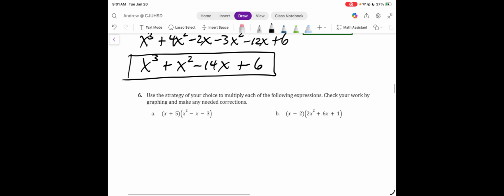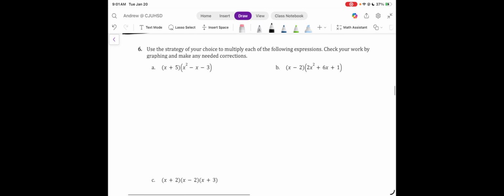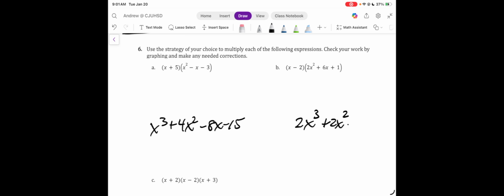It says use the strategy of your choice to multiply each of the following expressions. Check your work by graphing and make any needed corrections. So let's see here. On 6a, I'm just going to give you the answers to these. You should get x cubed, 4x squared, minus 8x minus 15. And over here, you should get 2x cubed plus 2x squared minus 11x minus 2.